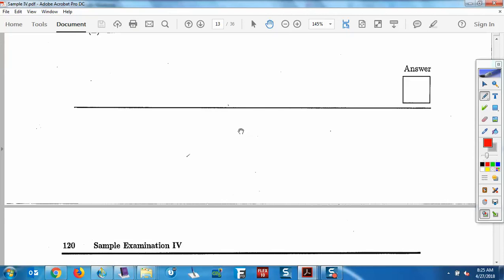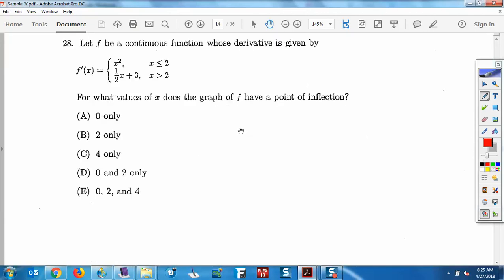All right. Anything else? Example 4. Example 5.